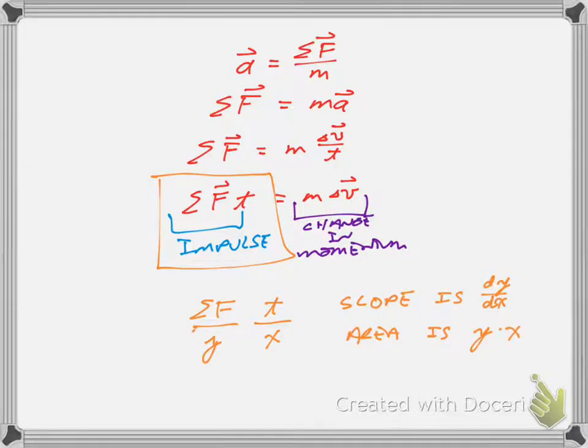As you're familiar with the other graphs that we've done so far this year, if you have one value on the y-axis and the other on the x-axis, then the slope can tell you the change in y over the change in x, and that's often physically meaningful for us. For example, on the position versus time graph the slope is the velocity, or on the velocity versus time graph the slope is the acceleration. But in this case, we're not interested in force over time, but rather force times time. And as you recall, if you take y times x, then that's the area under the curve.